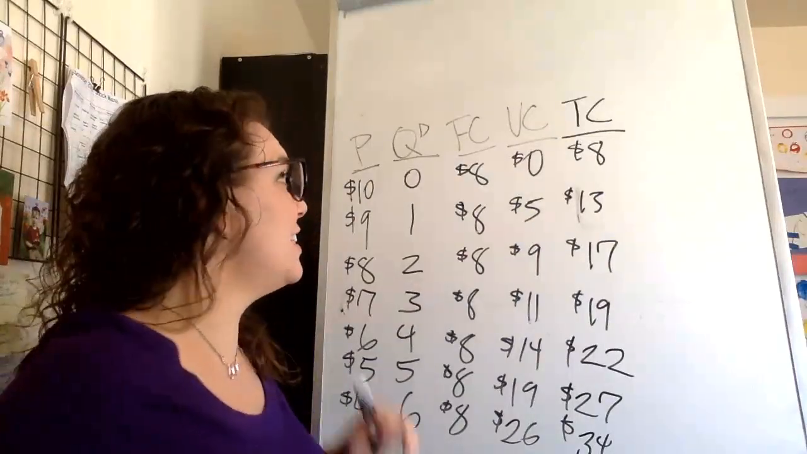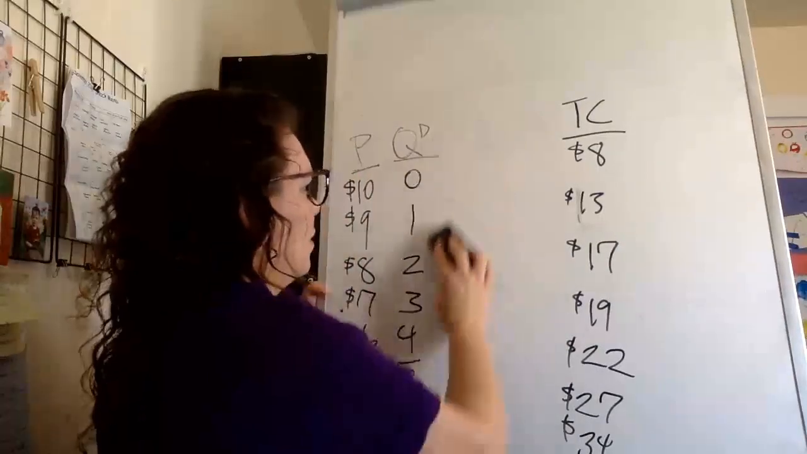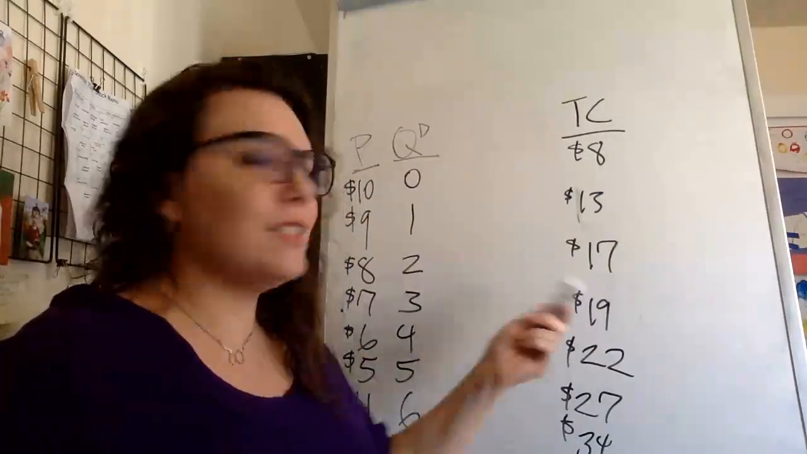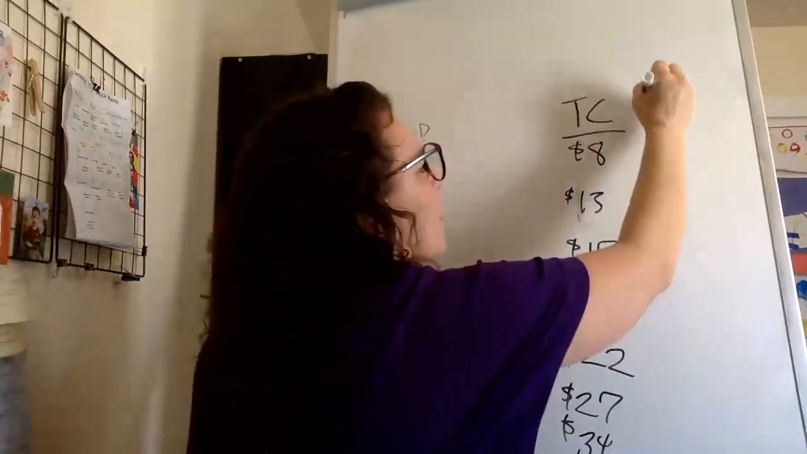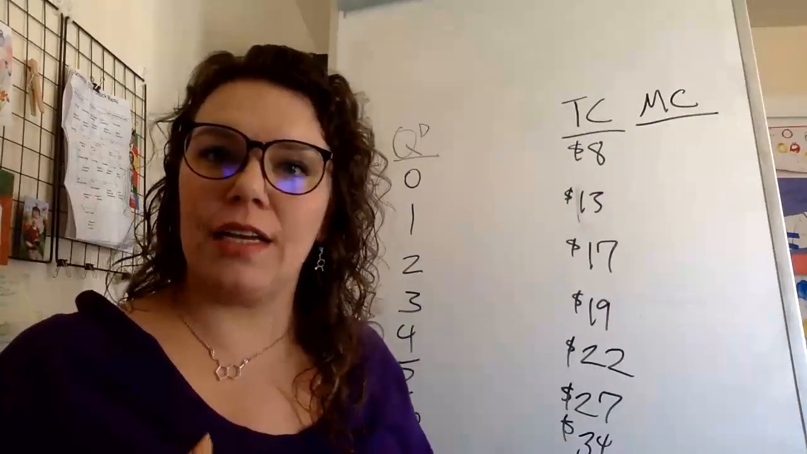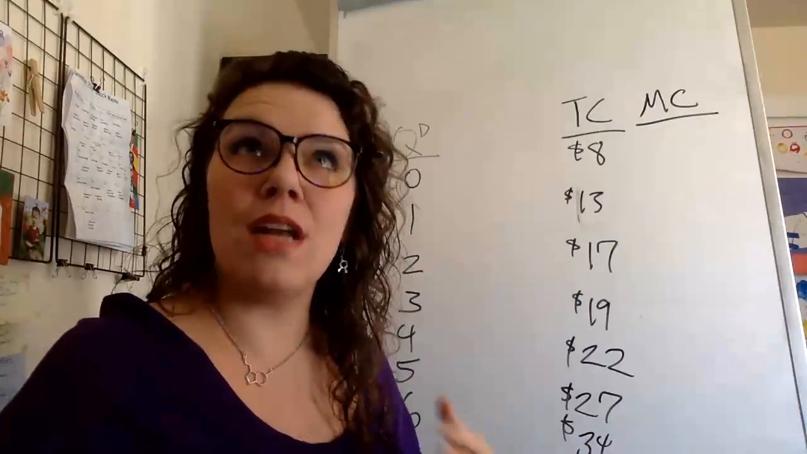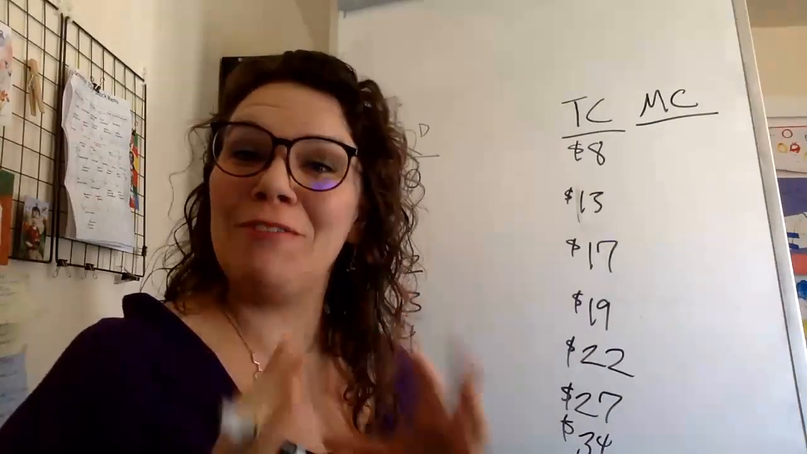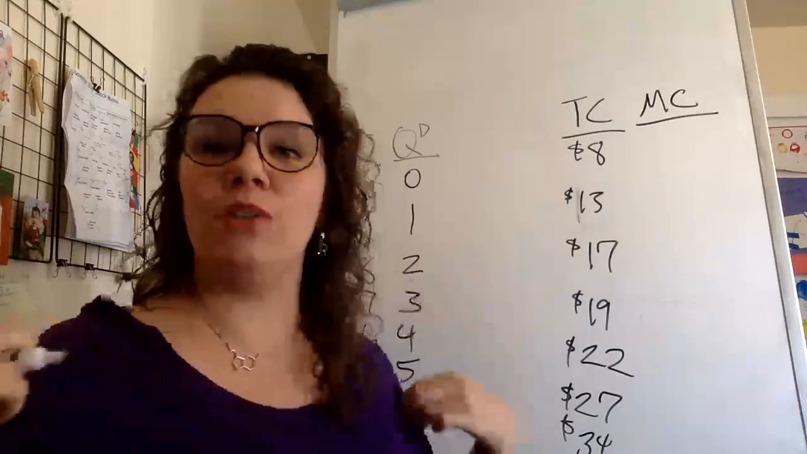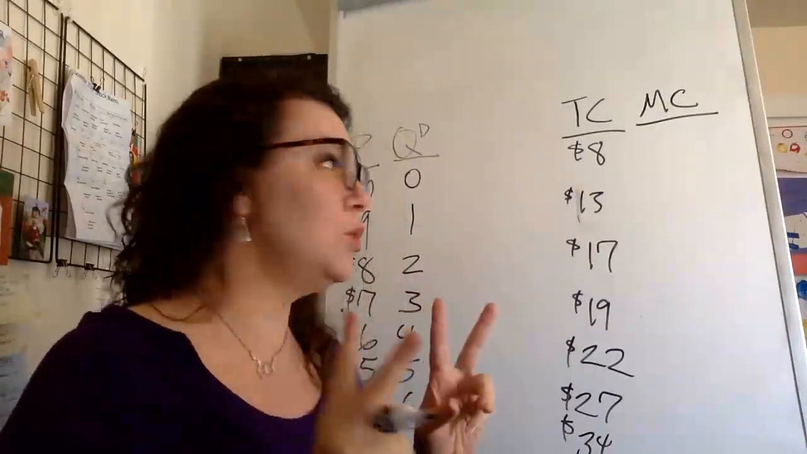Now we don't need this anymore, so I'm going to erase it to save space. But this will allow me to calculate marginal cost, which I need in order to find an equilibrium. A monopolist or a monopolistically competitive firm or a perfectly competitive firm, they're all going to produce at marginal revenue equal to marginal cost. So we have to calculate those two numbers.